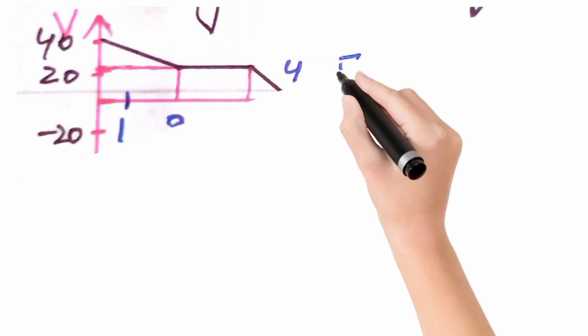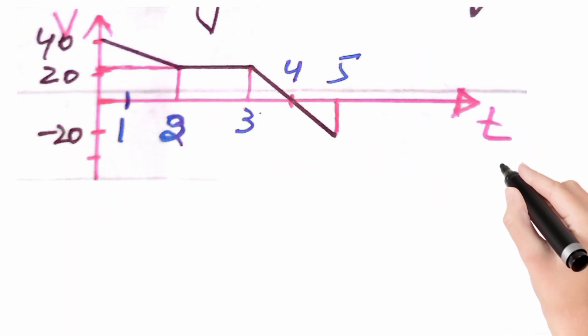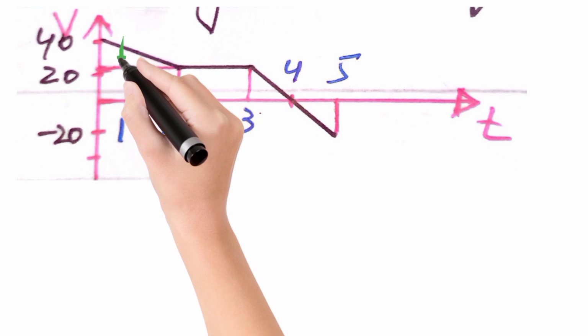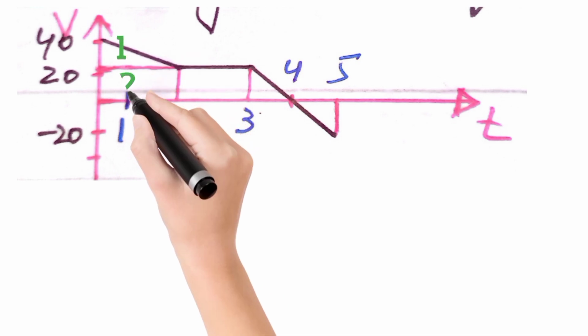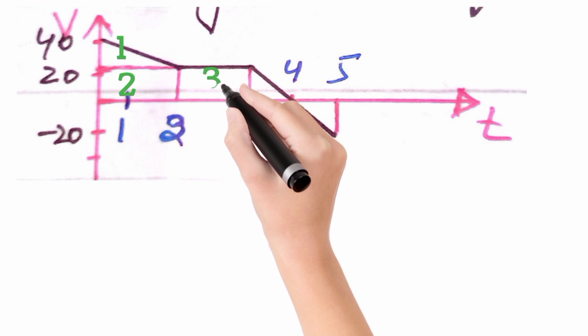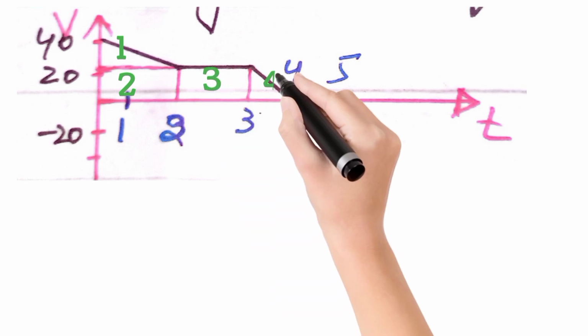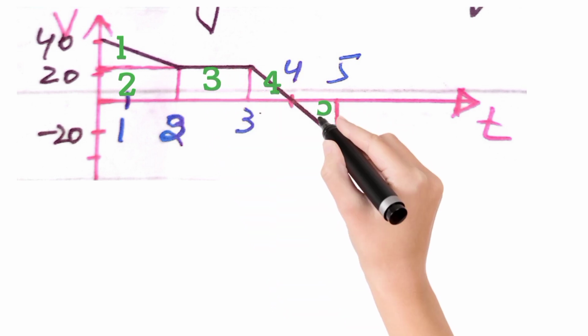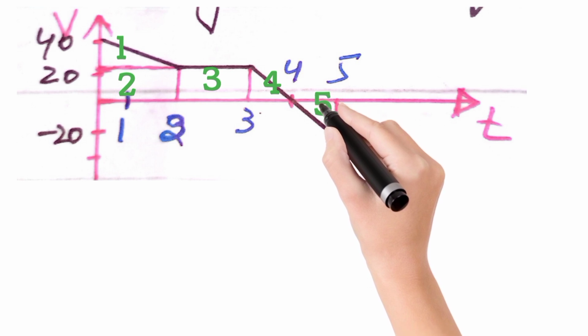Let's resolve. If we observe the VT graph, its area gives the distance of the body. The first shape is a triangle, the second shape is a rectangle, the third shape is also a rectangle, the fourth shape is a triangle, and the fifth shape is also a triangle.